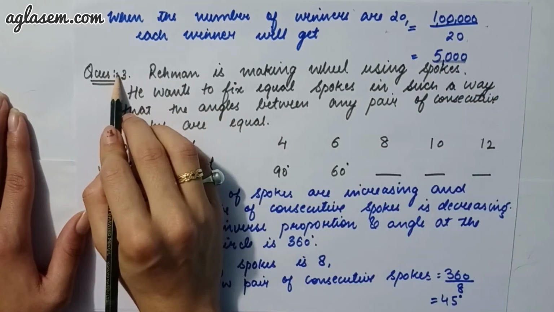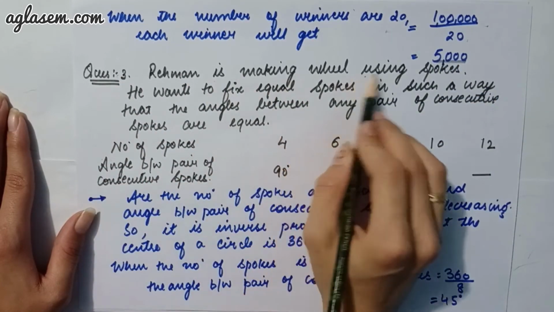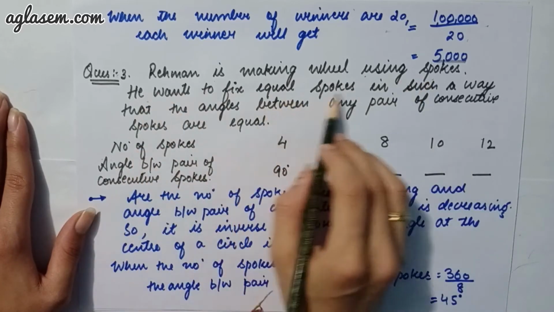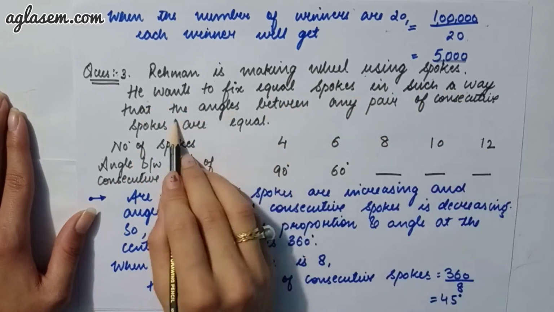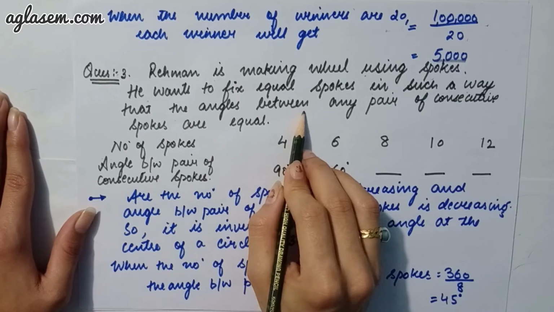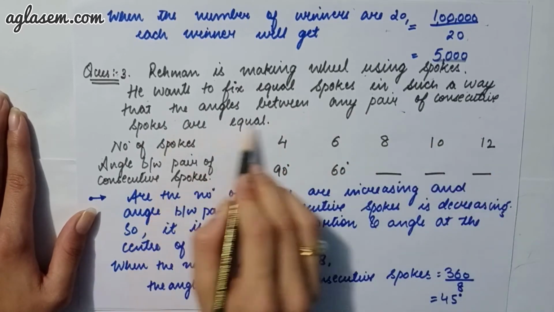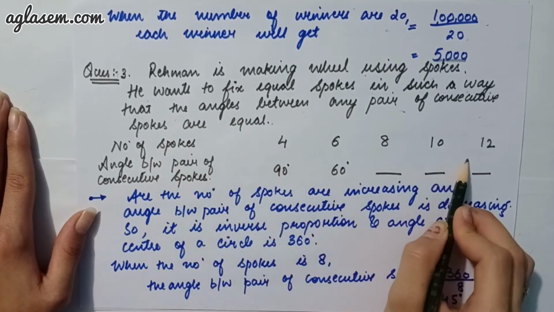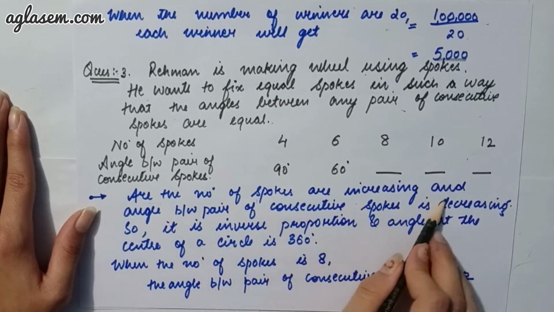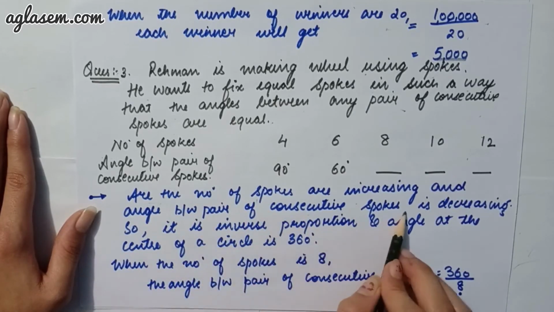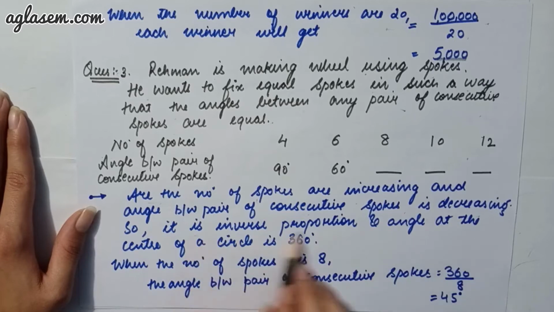Moving to our third question, which says Rahman is making a wheel using spokes. He wants to fix equal spokes in such a way that the angles between any pair of consecutive spokes are equal. So here the table is given, and here the number of spokes is increasing and the angle between the pair of consecutive spokes is decreasing. So it is inverse proportion.